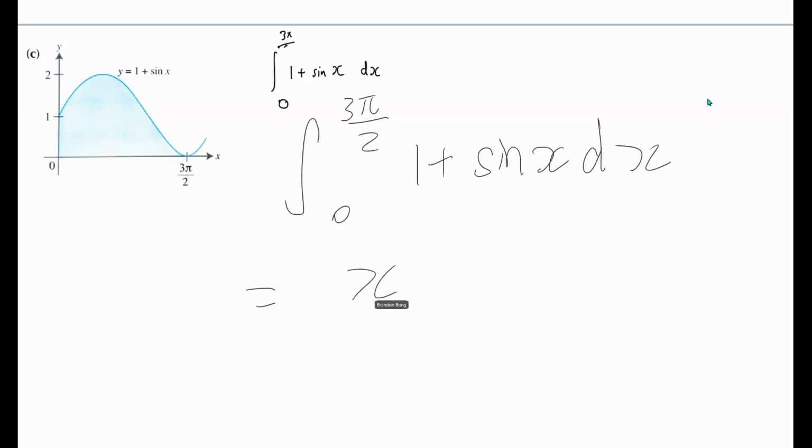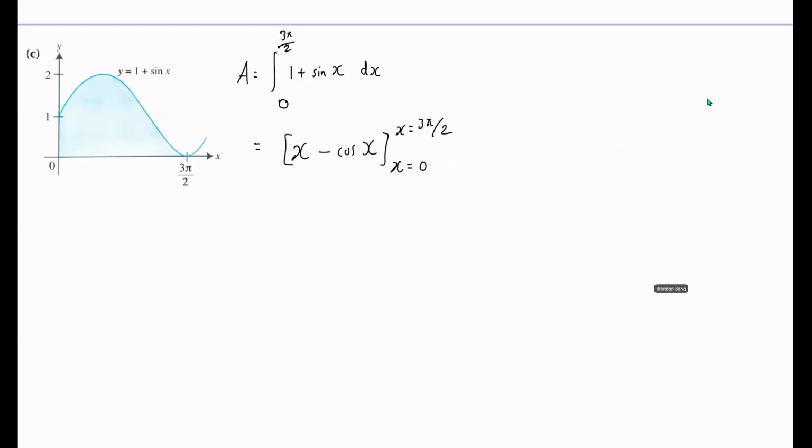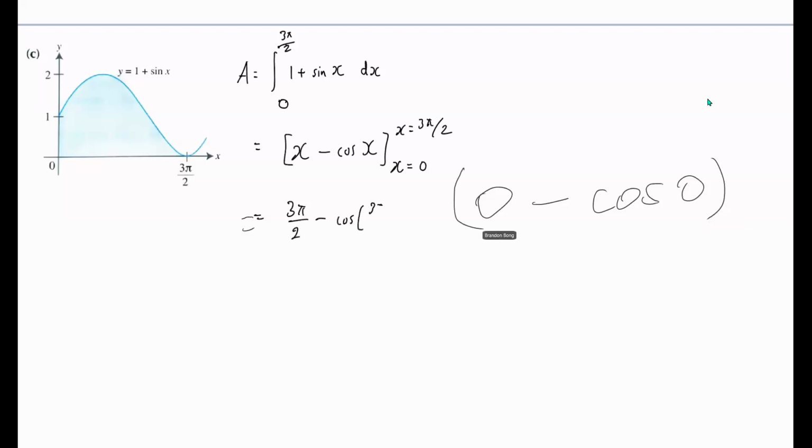Then integrate sine x, it will just be negative cosine x. Square bracket, x equals 3 pi over 2, lower limit x equals 0. And the back part is 0 minus cosine 0. And the front part is just 3 pi over 2 instead, right? It's cosine 0, 1.